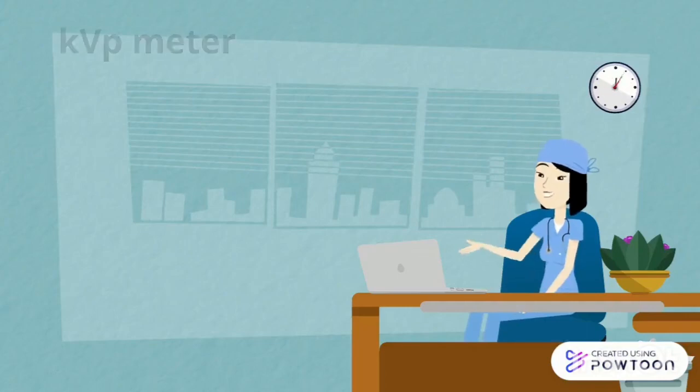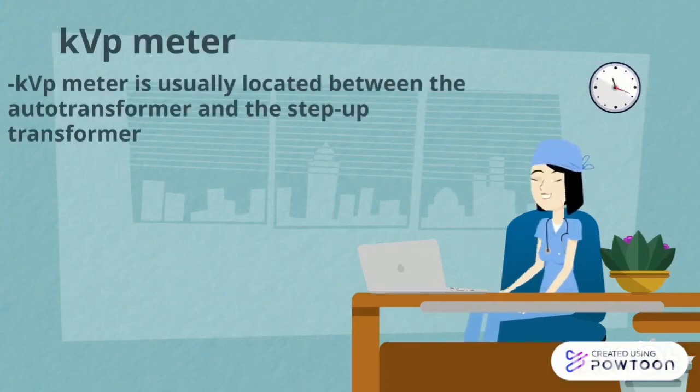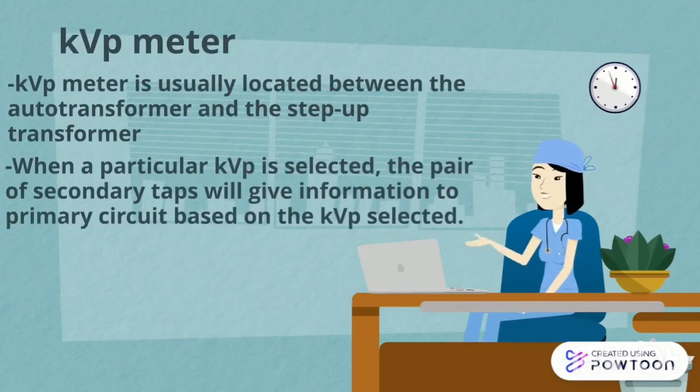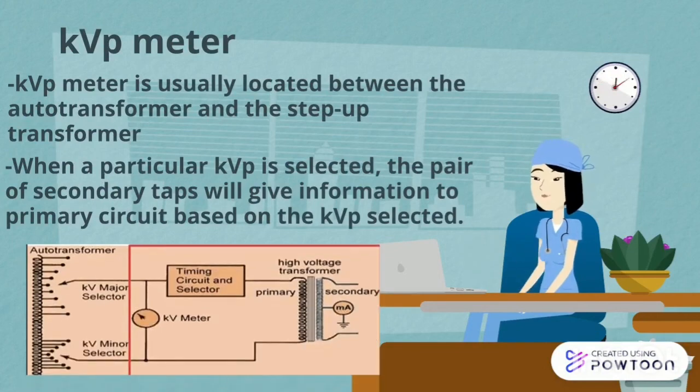And now moving on to the kVp meter. The kVp meter is usually located between the autotransformer and the step-up transformer. When a particular kVp is selected, the pair of secondary taps will give information to the primary circuit based on the kVp selected.